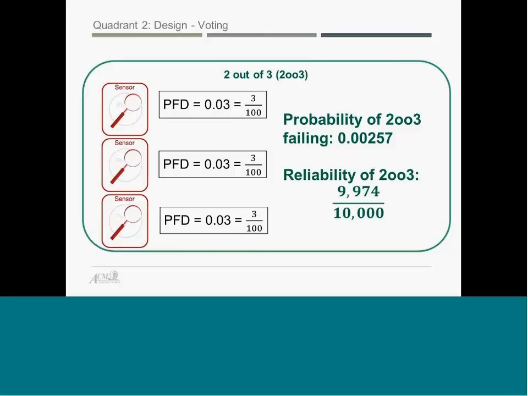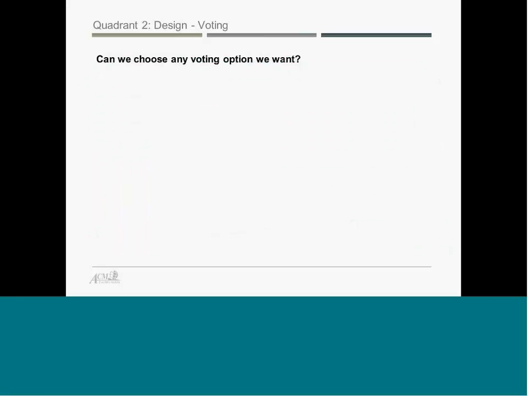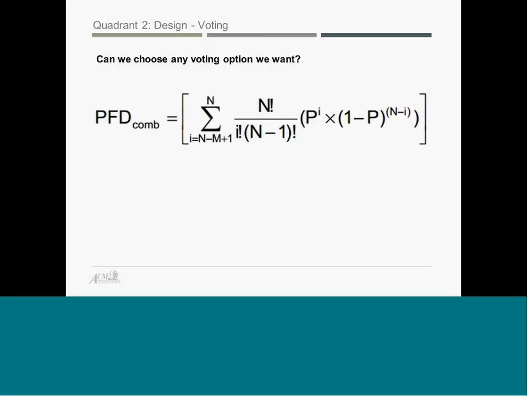So 2 out of 3 is a very good voting system, but that kind of begs the question, can we choose any voting option that we want? Why are we limited? The answer is yes, you can choose any voting option. Here's your equation that you're going to use. Once again, we have a pretty complicated equation. The M is the number of sensors that are going to have to detect the deviation, and N is the number of total sensors. So you're going to have to iterate this equation a number of times.